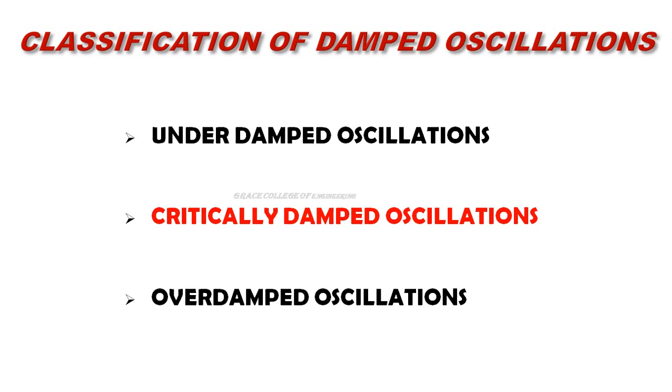Then classification of damped oscillation. There are three types. One is underdamped oscillation, another one is critically damped oscillation, and another one is overdamped oscillation.